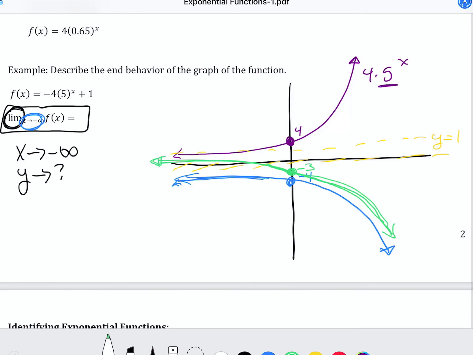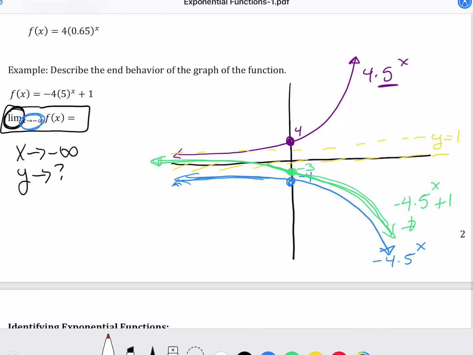Okay, so now we can answer the question, because this final graph here is the graph of -4 times 5 to the x plus 1. This graph right here in blue was the -4 times 5 to the x, and then the green was when we bumped it up 1. So our final graph is in green.